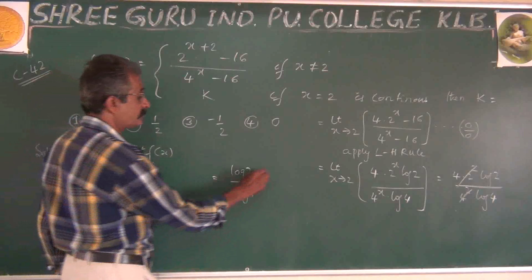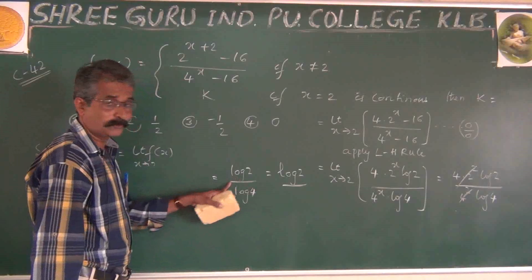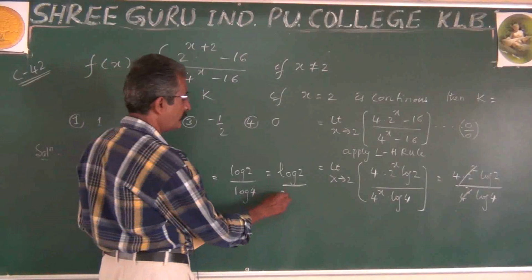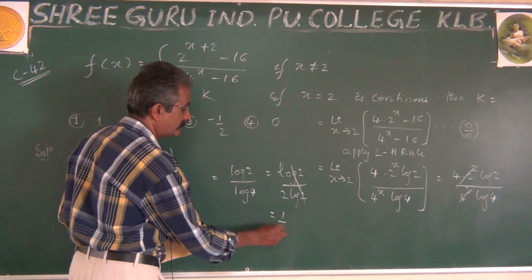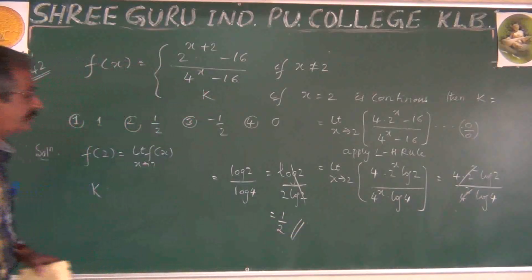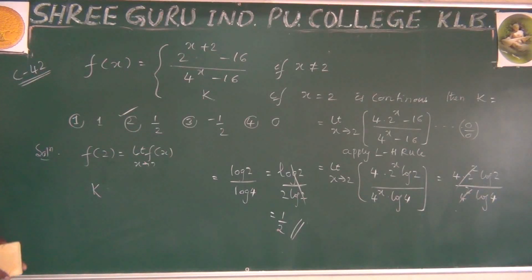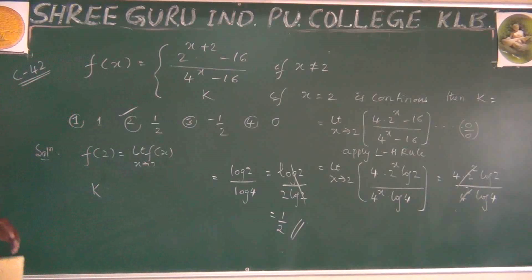Log 2 by log 4 means log 2 divided by log 4. What is 4? 2 square. It is just like log m raised to n; log m raised to n is n log m. Means 2 log 2. Log 2 cancels. 1 by 2 is the final answer. That is the second option. It's a very good problem, and we got it very easily because of the implementation of L'Hospital rule. But that's valid only for MCQ examination, not in theoretical type examination.